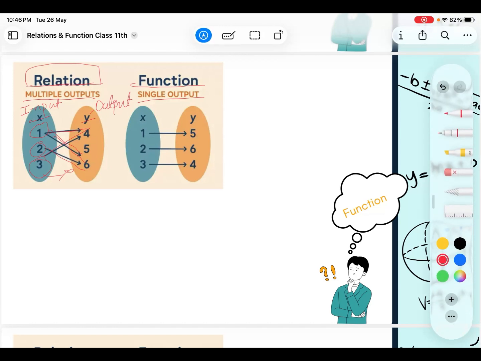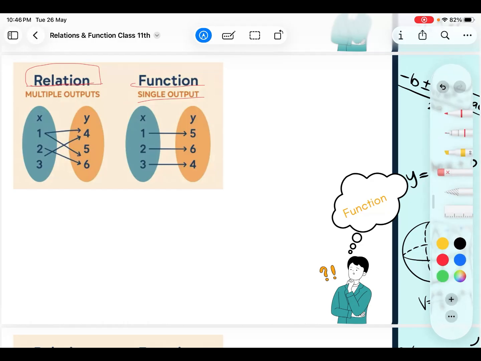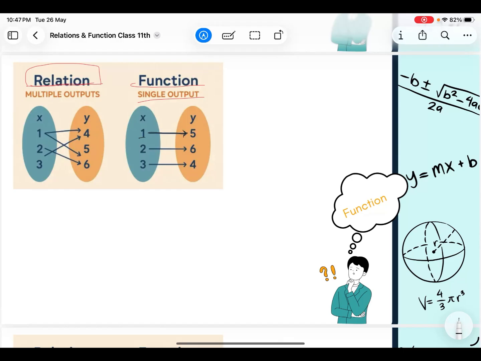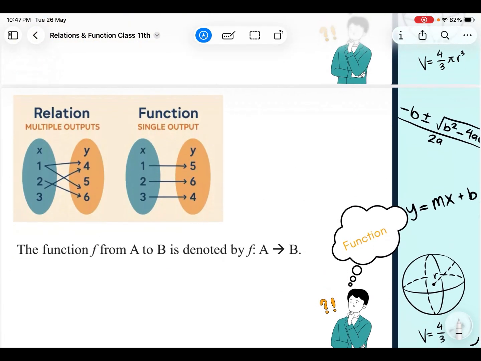When you talk about functions, there is something very different here. What is that difference? If you put any input, suppose we have input 1, there is a single output for this. If you put 2, there is a single output. If you put 3, there is a single output. So in a relation there are multiple outputs, and in a function there is a single output.